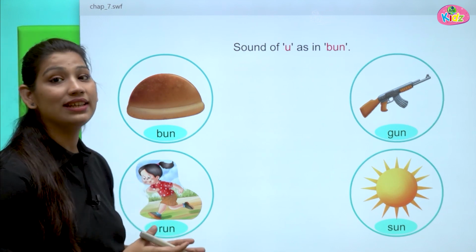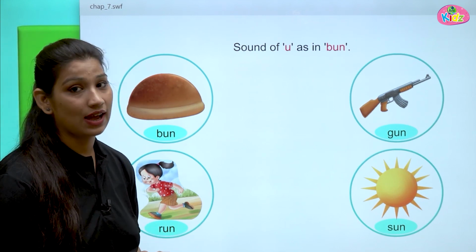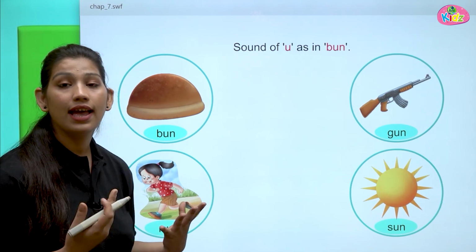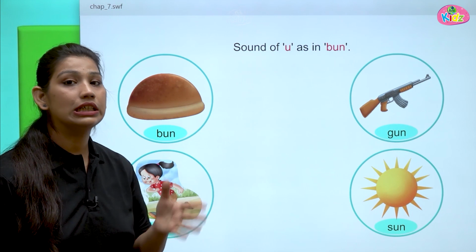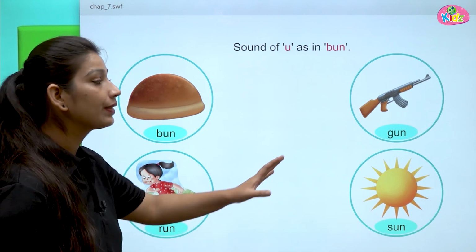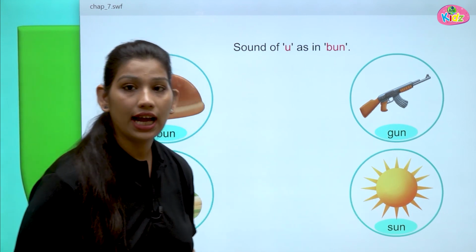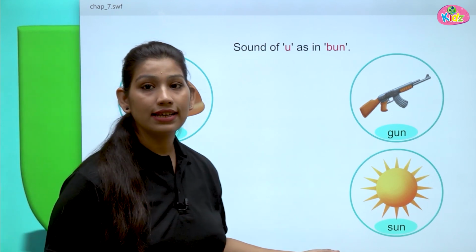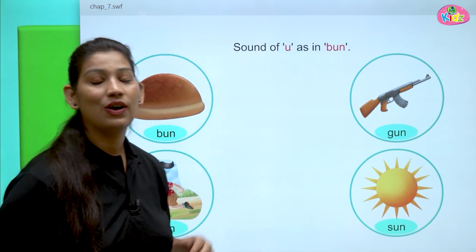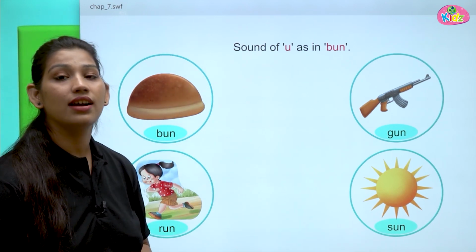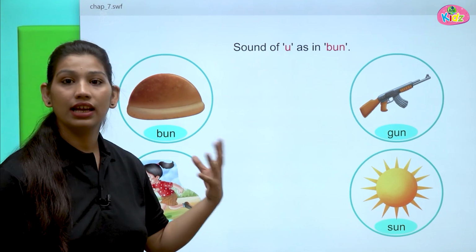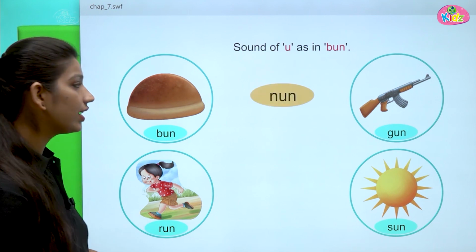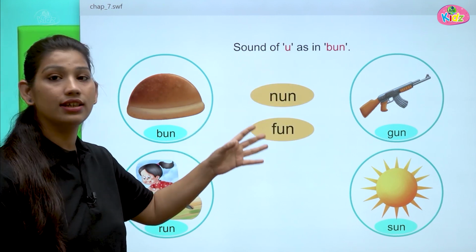There are so many things with the u, n, "un" sound, like bun. B says b, u says "uh", n says n. B, u, n together makes bun. G, u, n, gun. R, u, n, run. S, u, n, sun. All these are with the "un" sound. Bun, gun, run, sun.